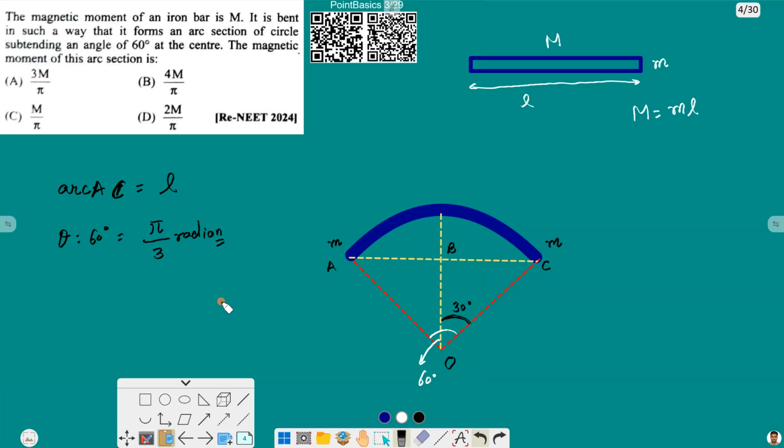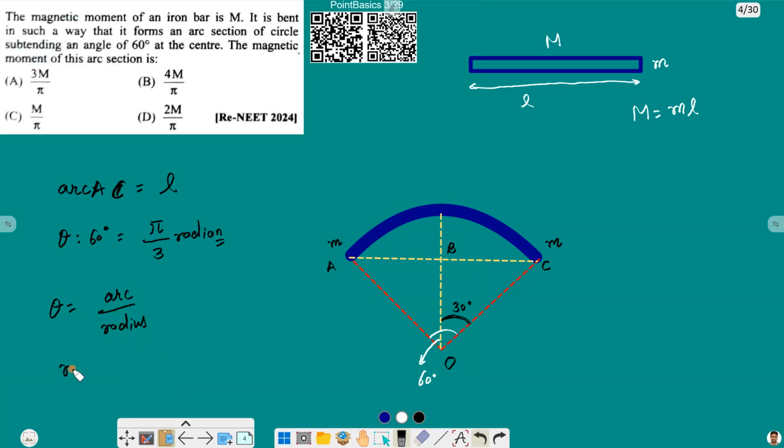So from this, what we can get? We can get the value of OA or OC, because we know that theta is equal to arc by radius, and from this radius comes out to be arc by theta. Arc is L and theta is pi by 3, so radius comes out to be 3L by pi, or we can say it is equal to AO or OC.